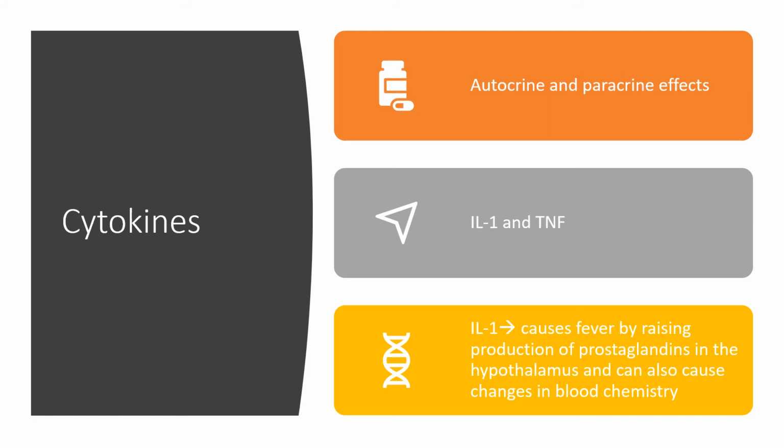I really just want to focus on IL-1 and TNF, tumor necrosis factor. Tumor necrosis factor can do everything IL-1 can, except it cannot activate lymphocytes. That will be a test question. TNF can do everything IL-1 can, except activate lymphocytes, cannot activate the white blood cells. So IL-1 has the capability to cause fever by raising the production of prostaglandins in a brain region known as the hypothalamus, and IL-1 can also cause changes in blood chemistry.